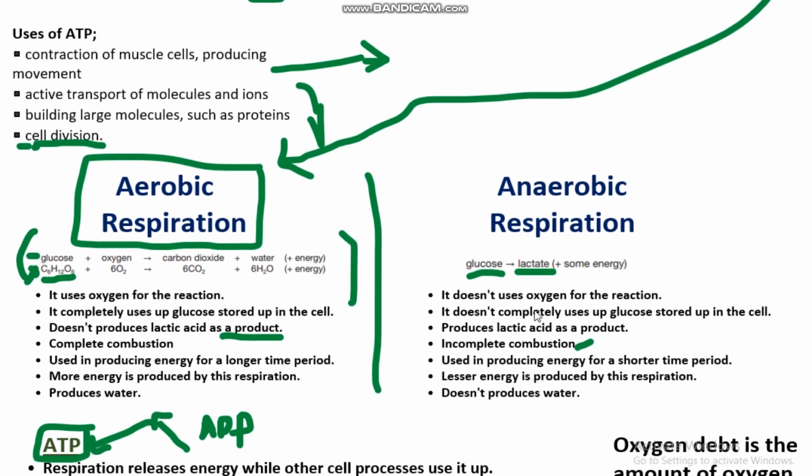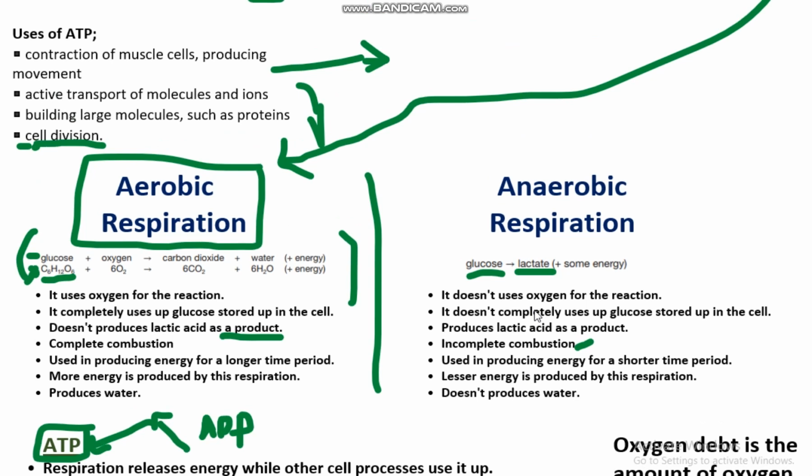and it is used in producing energy for a shorter time period, and it is used for sprinters. So for example, there's a 100 meters race or a 50-meter race. A sprinter would require more energy in a shorter period of time, so his cells have to create more energy in a shorter period of time, and they don't have the time to access oxygen. So when they inhale, they don't get the complete oxygen. That is why cells break down glucose, and they produce lactic acid, which is dangerous and toxic for our muscle cells and other cells.